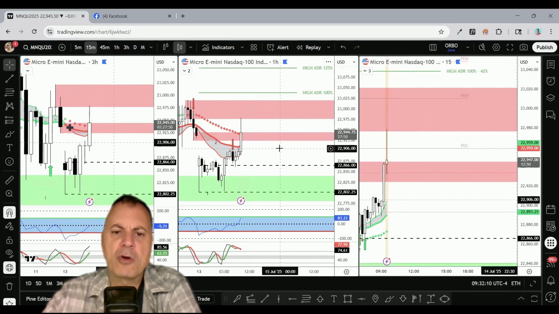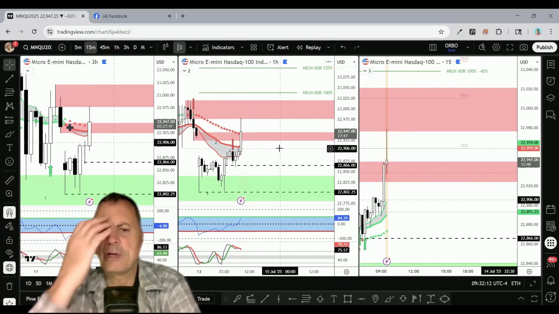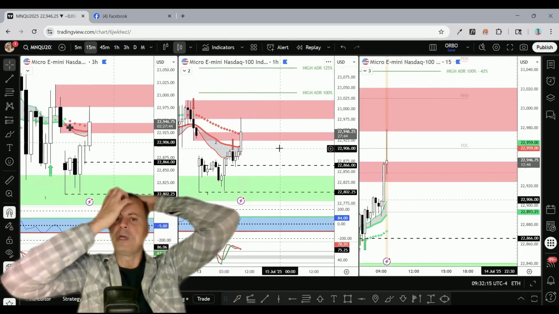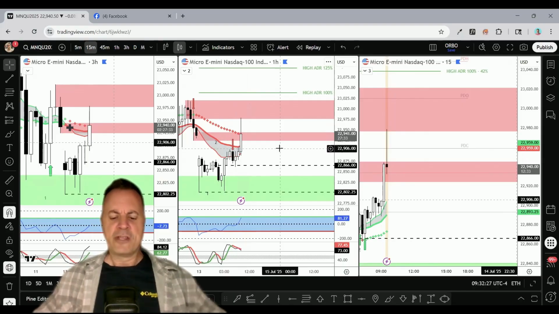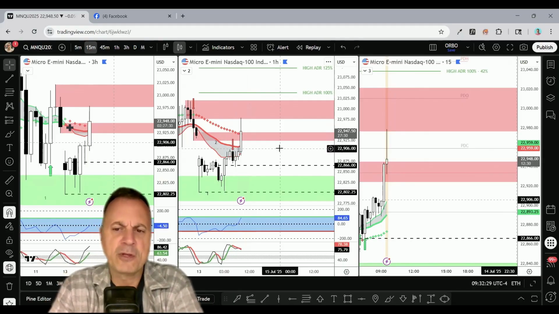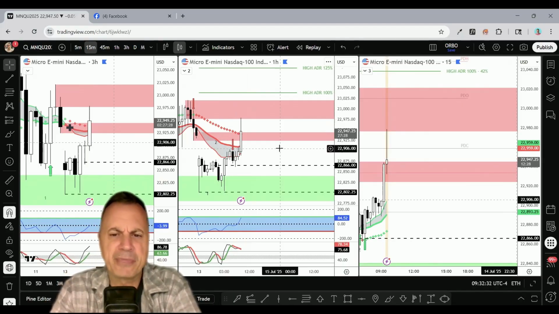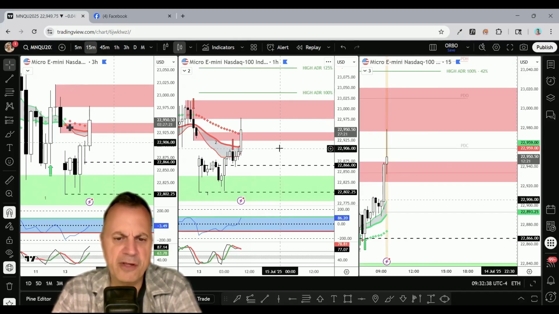But we're getting there, right? So we're kind of in between. We're in between uptrend and downtrend. When you're in between, it usually goes sideways a little bit before it chooses a direction, right? A little bit of consolidation before it chooses a direction.